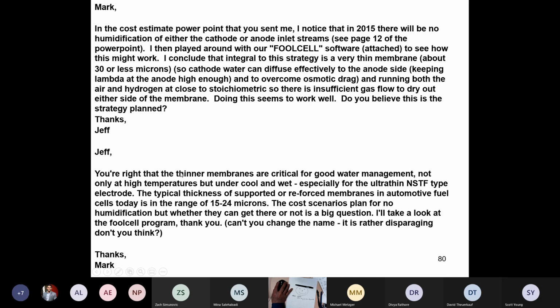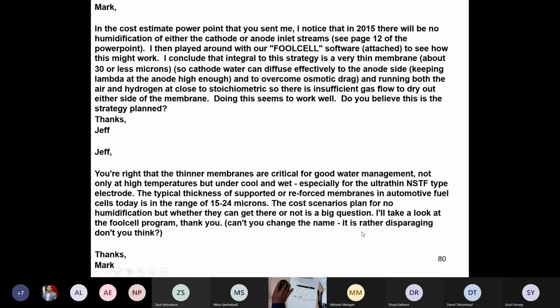Jeff, you're right that thinner membranes are critical for good water management, not only at high temperatures, but under cool and wet conditions, especially for ultra-thin NSTF type electrodes. Blah, blah. The typical thickness of supported or reinforced membranes in automotive fuel cells today is in the range of 15 to 24 microns. That is the cost scenario plan for no humidification, but whether they can get there or not is a big question. I'll take a look at the fuel cell program, thank you.